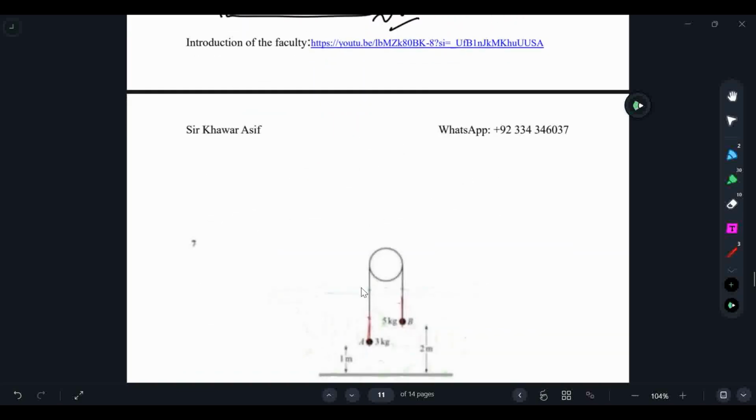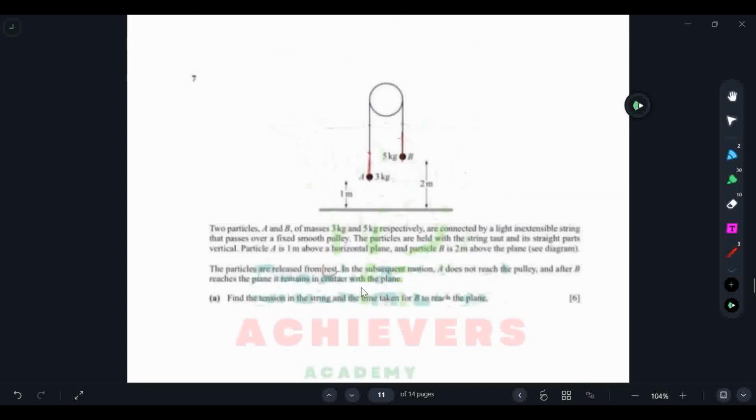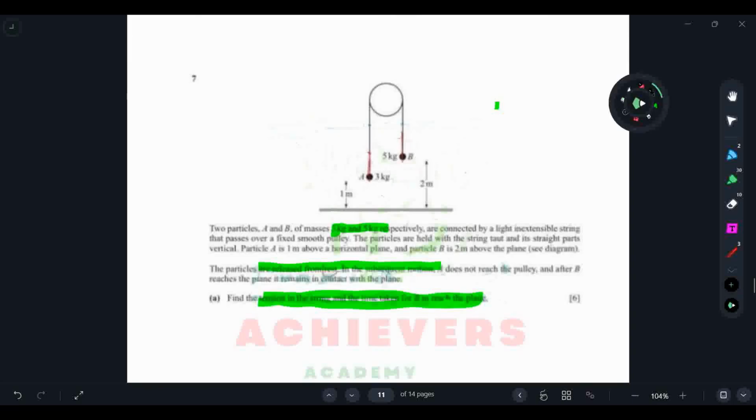Let's move to the next question. Question number 7. This will be the last one, I think. The two particles A and B of mass 3 kg and 5 kg respectively are connected by a light inextensible string that passes over a fixed smooth pulley.